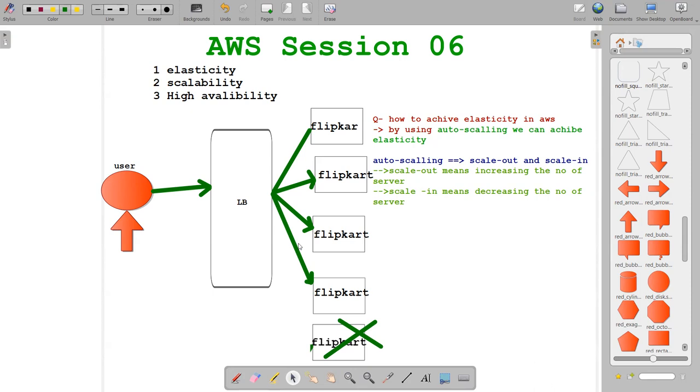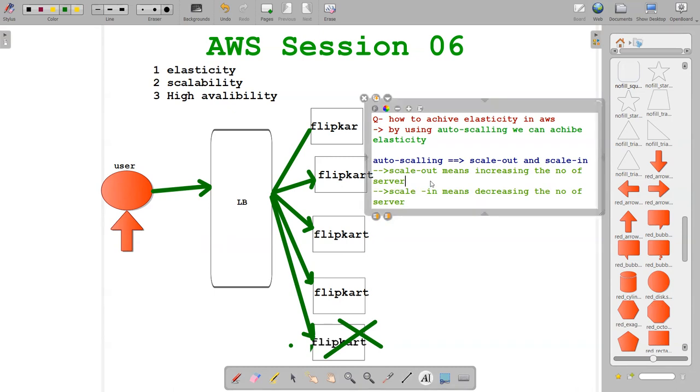Why? Because the traffic has gone, so this server is not required, so they will delete the servers. And you should put the same application inside these servers. Don't change it. So after this, it's clear to you guys.